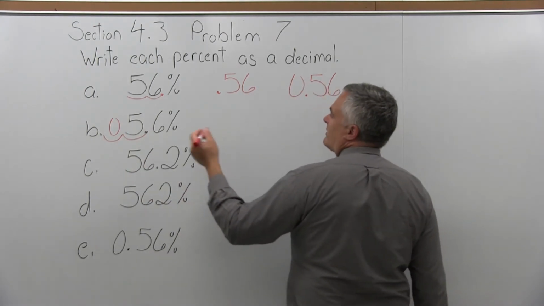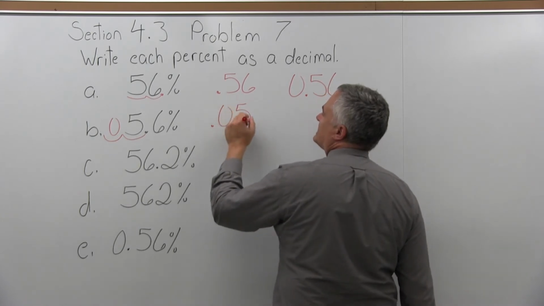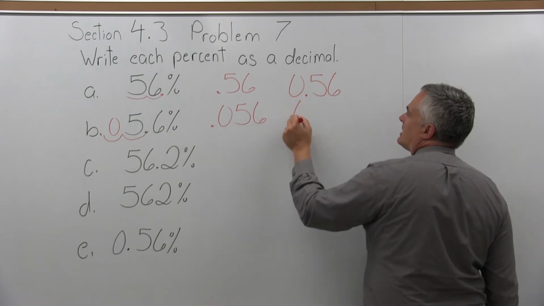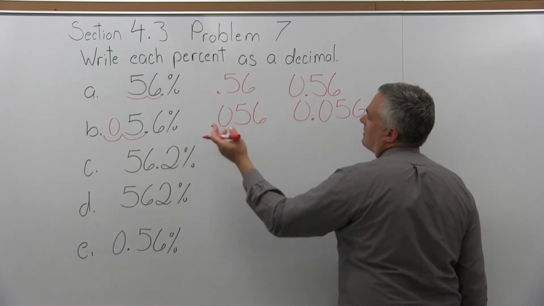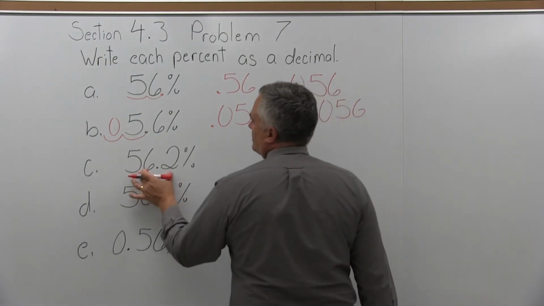So the equivalent of 5.6% as a decimal is .056. And like with the others, if you like, you can start it with a 0, so you can make it 0.056. Or just .056. They're really the same.